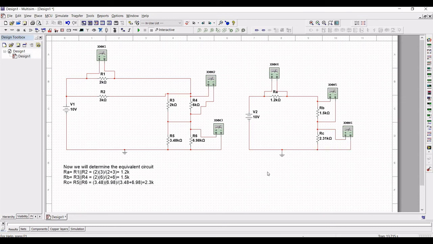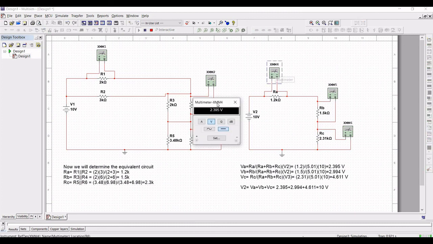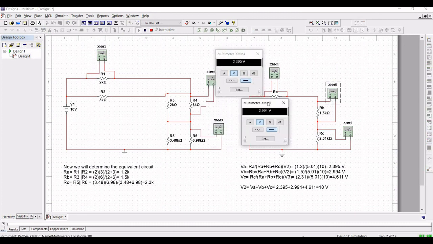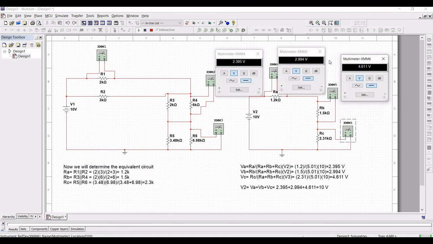Now, the voltage VA across the resistor RA is calculated and it is around 2.395 volt. The voltage VB is equal to 2.994 volts and voltage VC is equal to 4.611 volt, and when we combine this together we get the source voltage value V2, which is 10 volt. Now run this particular simulation, you can see the voltage across the multimeter, and this voltage value matches with the theoretical value what we had calculated.